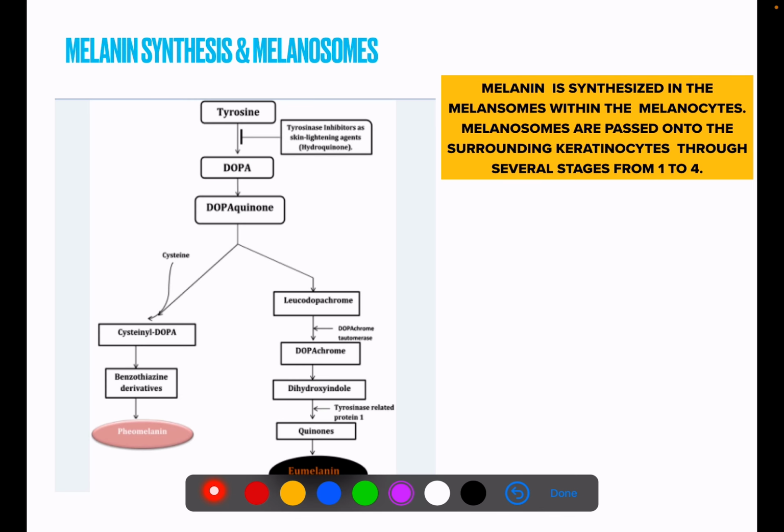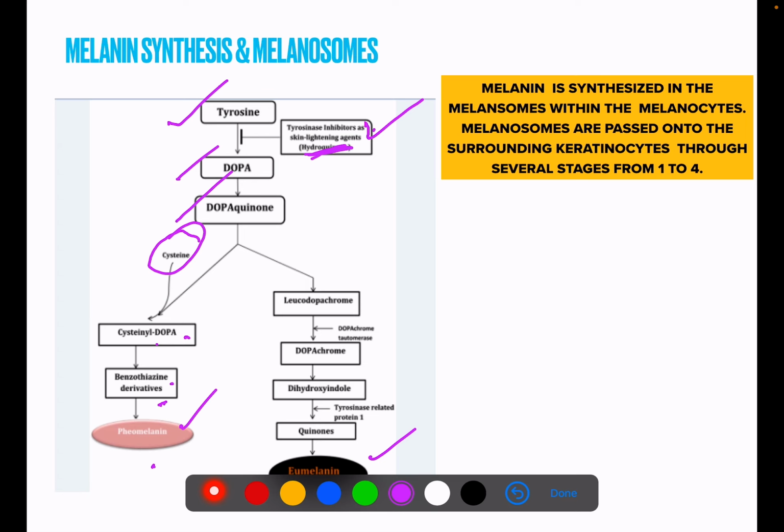Okay. So melanin synthesis is a very important pathway. Tyrosinase inhibitor as skin lightening agent, that is hydroquinone. This is what we give you, hydroquinone. First we'll talk about the cycle. Tyrosine, dopaquinone. Then here we have pathway for two. One is pheomelanin, one is eumelanin. For pheomelanin we have cysteine acting here. Then cysteinyl dopa, benzothiazine derivatives forming pheomelanin. And forming eumelanin is a very complex process.